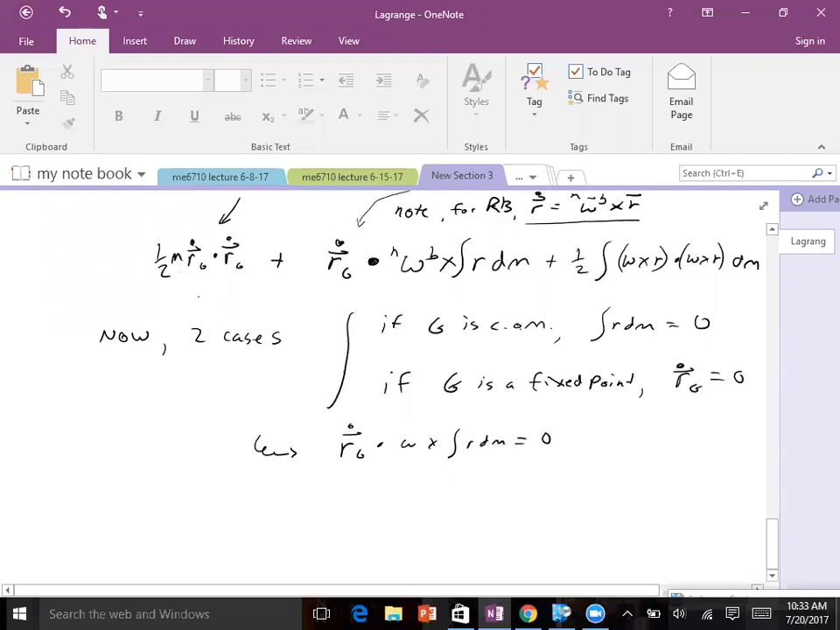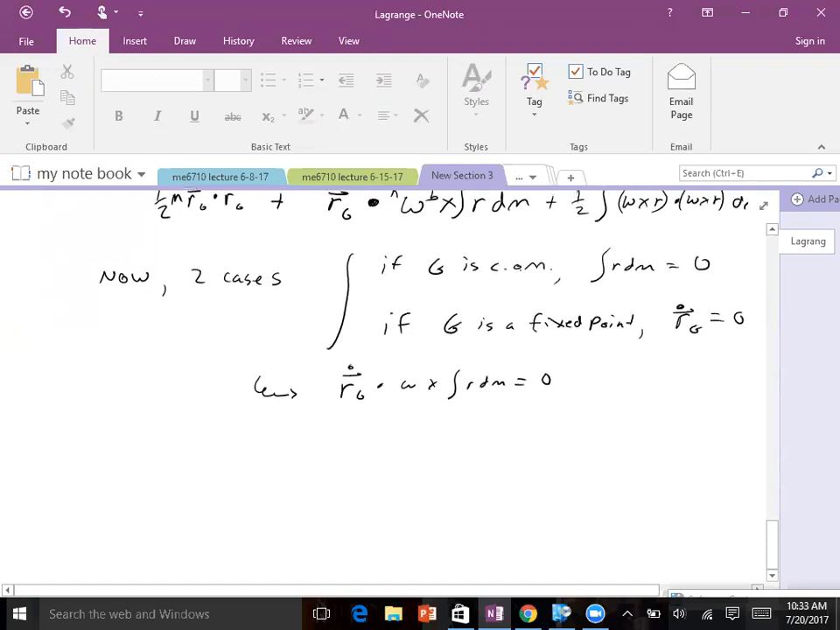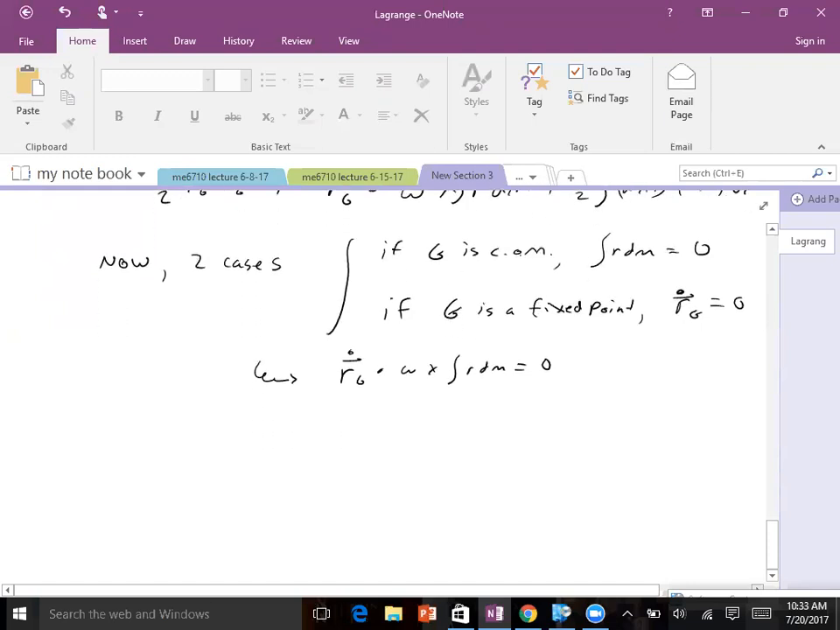The first guy we've already made explicit. If G is the center of mass, if G is a fixed point, that goes to 0. We're going to treat it as a center of mass. So we now need to look at this third term. So now we need to consider this term, 1/2 integral of omega cross r dotted with omega cross r.